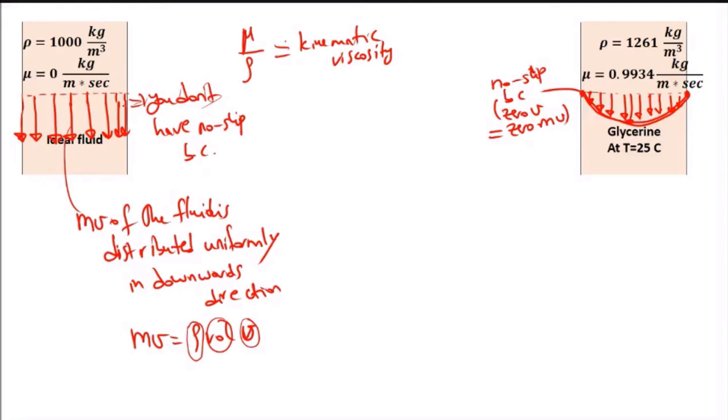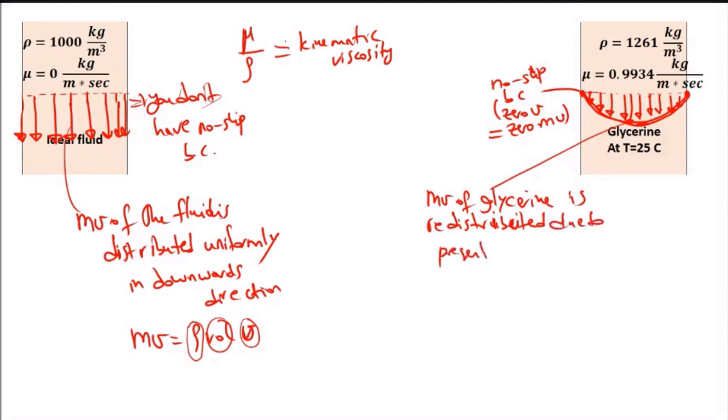If you compare these two fluids, the ideal and the glycerin, you will see that the momentum of the ideal fluid in the downwards direction is uniformly distributed. Let me write the concept. The mv of glycerin is redistributed due to the presence of viscosity. This viscosity redistributes the momentum of the glycerin, and this redistribution decreases the momentum of the glycerin in the downwards direction.